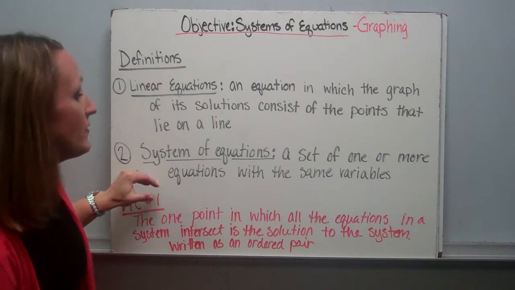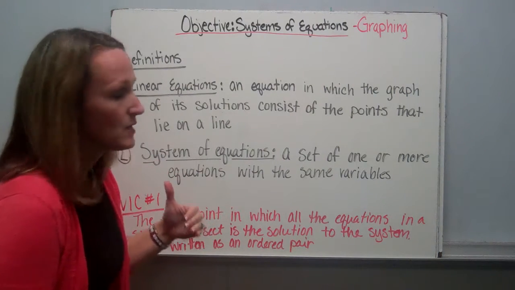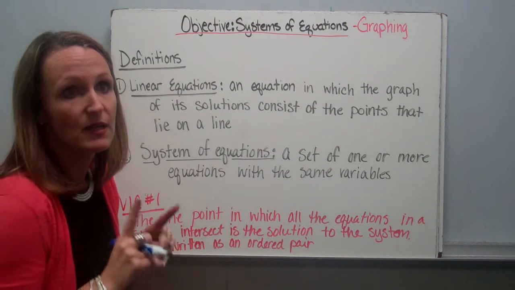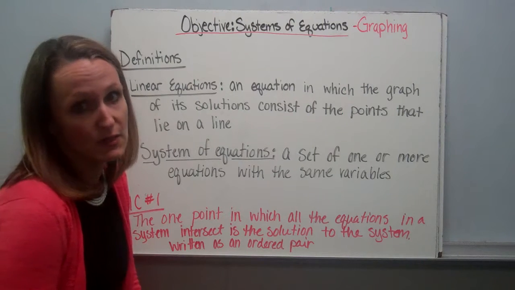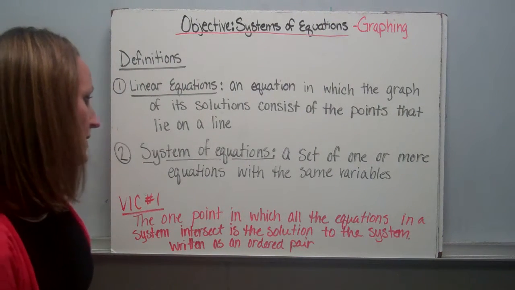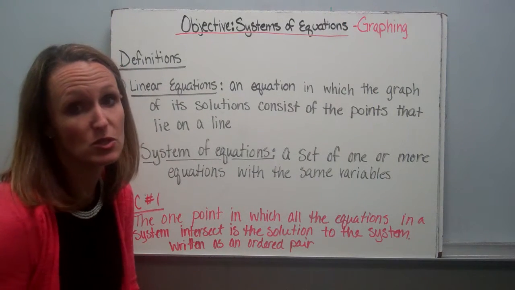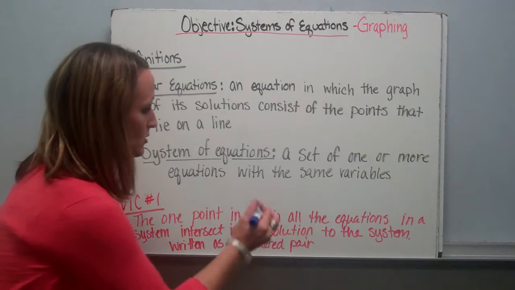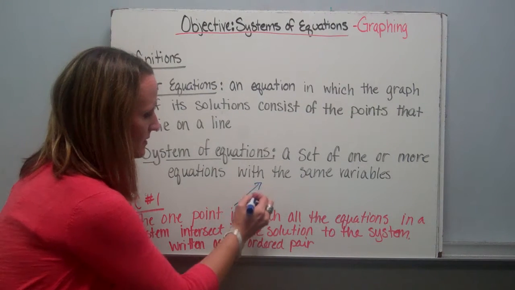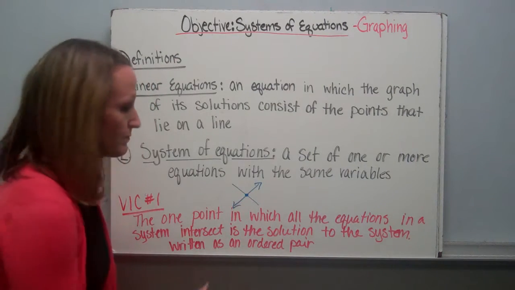What is a system of equations? It's a set of one or more equations with the same variables. So you've got equations that both have the same x and y. Very important concept number one: the one point in which the equations in a system intersect is the solution to the system, and the solution will be an ordered pair. So in other words, if you have this line and this line, this point is going to be your solution.